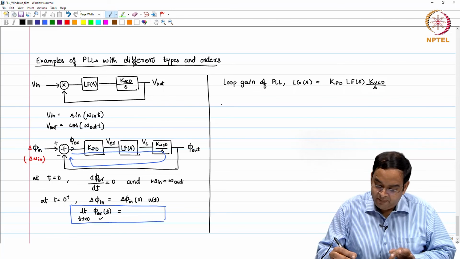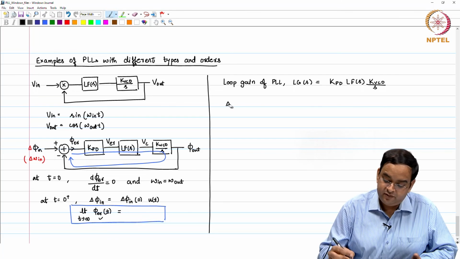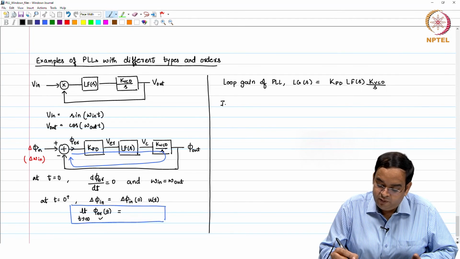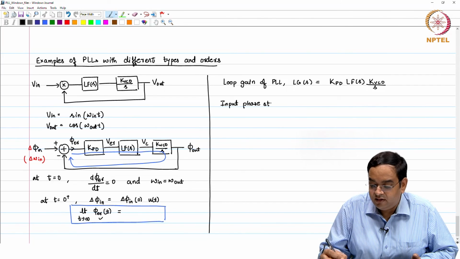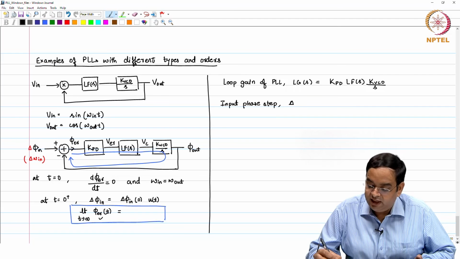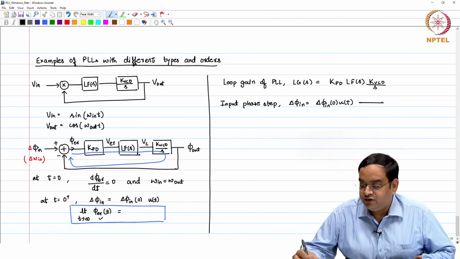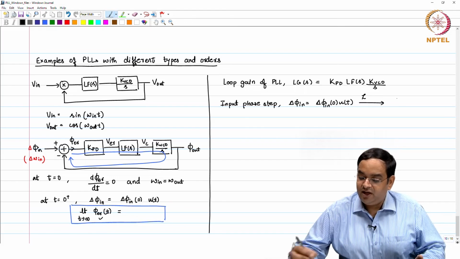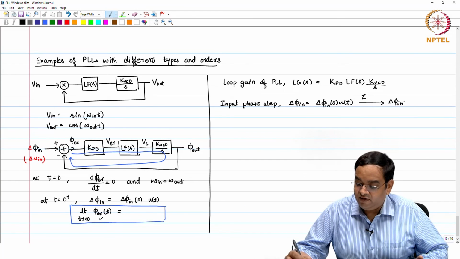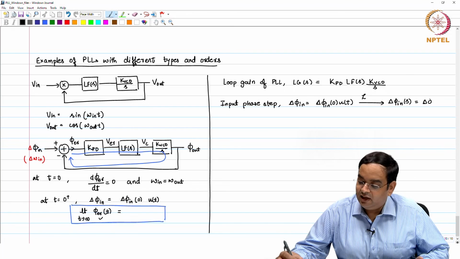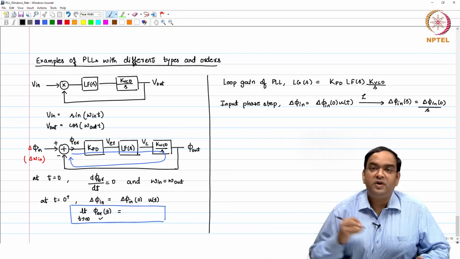Okay. When we applied a change at input, which here we will call the input phase step, this is what we apply. So, delta phi in is given as delta phi in 0 times u of t. In the Laplace domain, you have delta phi in of S given by delta phi in 0 by S. Okay, this is for the step input.